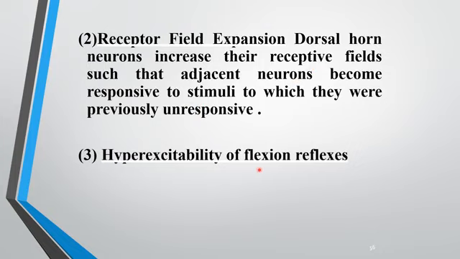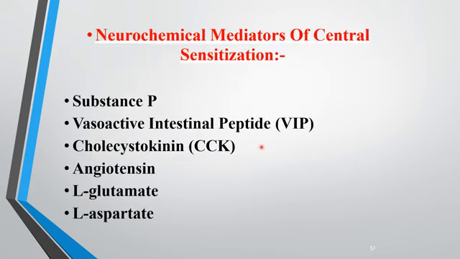And hyperexcitability of flexion reflexes. So the flexion reflexes are being increased in their excitability. That is one more mechanism of central modulation. And the neurochemical mediators of central modulation or sensitization are substance P, vasoactive intestinal peptide, cholecystokinin, angiotensin, L-glutamate and L-aspartate.